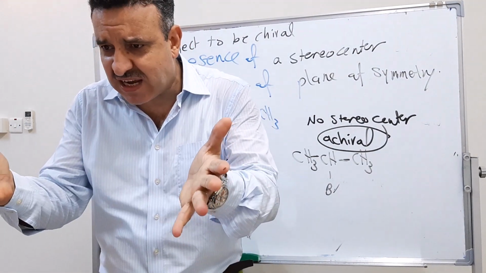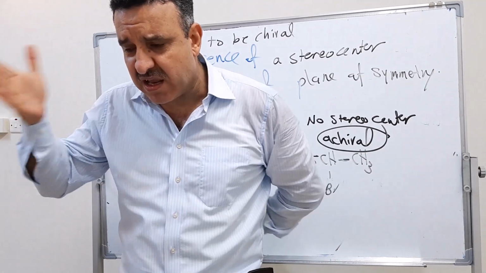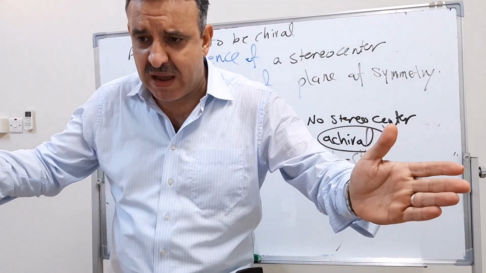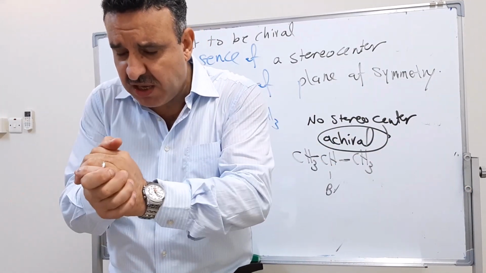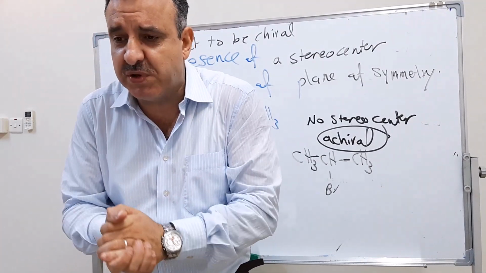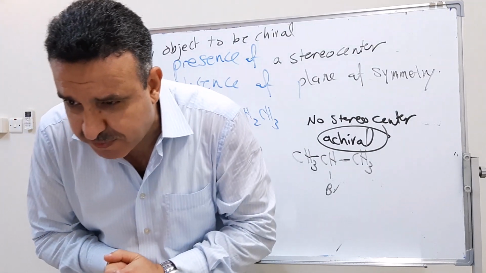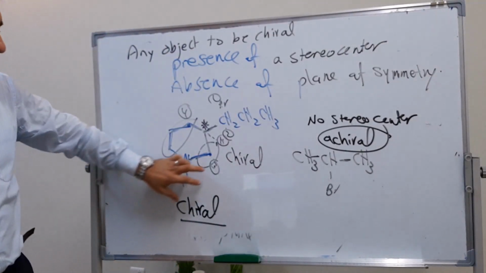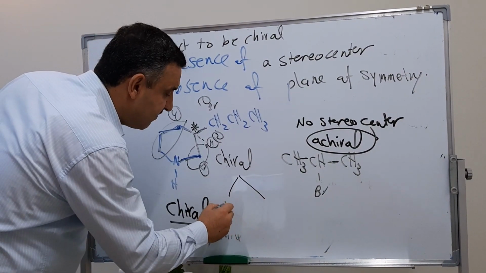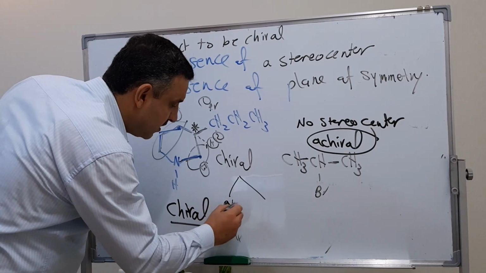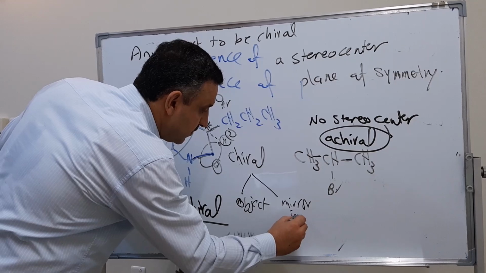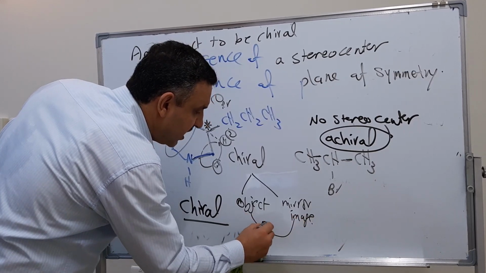Do you see my hands, guys? I have my right hand and I have my left hand. My right hand will never be my left hand and vice versa. This property, which is the chirality, we sometimes call the handedness property. If you have a compound which is chiral, it means you have two forms of it, the object and the mirror image. And the relationship between them, they are enantiomers.